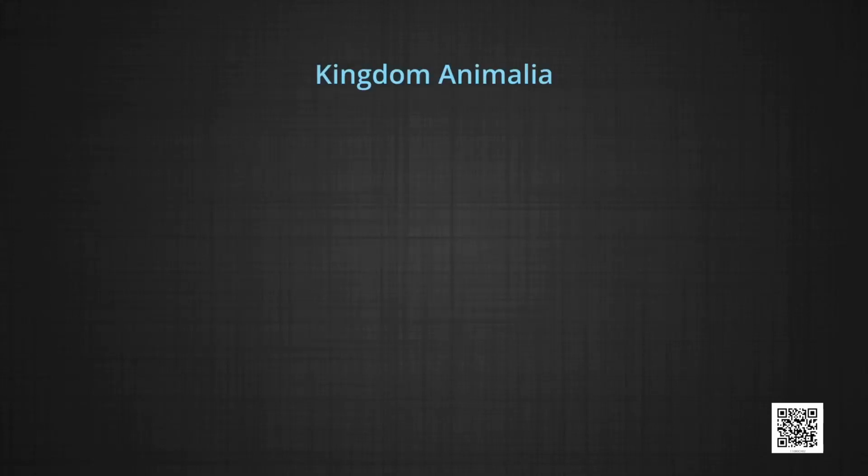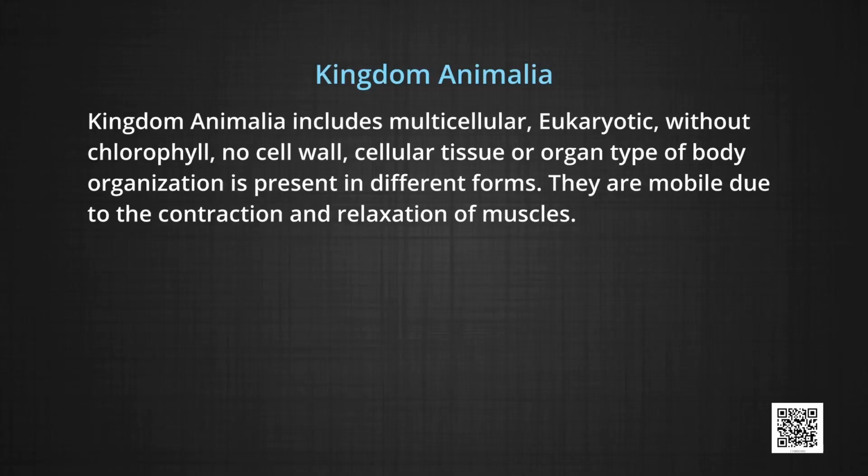Now, kingdom Animalia. Kingdom Animalia includes multicellular, eukaryotic organisms without chlorophyll and with no cell wall. Cellular, tissue or organ type of body organization is present in different forms. They are mobile due to the contraction and relaxation of the muscles. Organisms that live rooted to one spot are sessile, and those that move around are motile. Even the most sessile animals can move at least part of their bodies. This movement is dependent on how animals obtain food. Nutrition in animals is heterotrophic, and some forms are parasitic in nature, like tapeworm and roundworms.